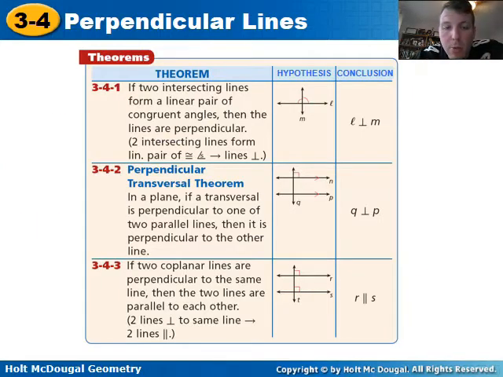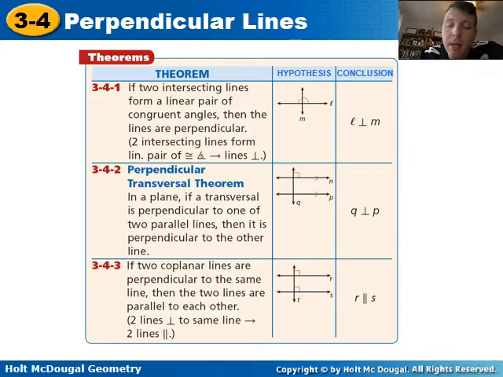So I want to go over these theorems, but before I do that, I want you to pause this and make sure you copy them down inside of the theorem sheet that I gave you. Let's look at the first one, 3.4.1. If two intersecting lines form a linear pair of congruent angles, then the two lines are perpendicular.